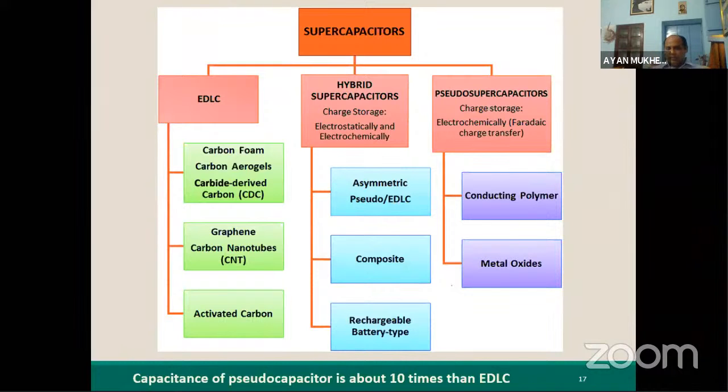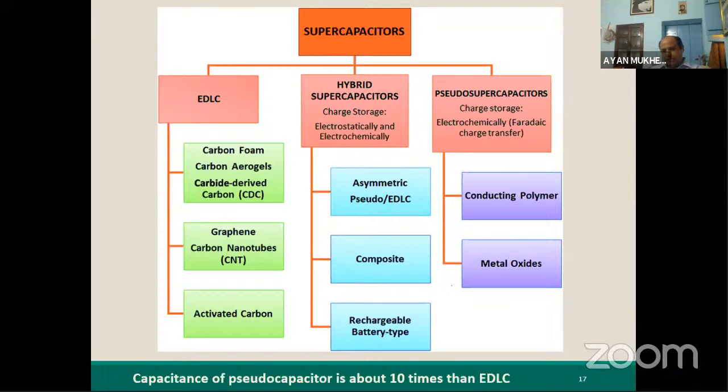In general, in today's market, all the available supercapacitors are of the EDLC type. In EDLC type, we use carbon-based materials such as graphene, carbon nanotubes, carbon foams, etc. And the second one is pseudocapacitor. In general, pseudocapacitor materials are manufactured from conducting polymers or metal oxides.